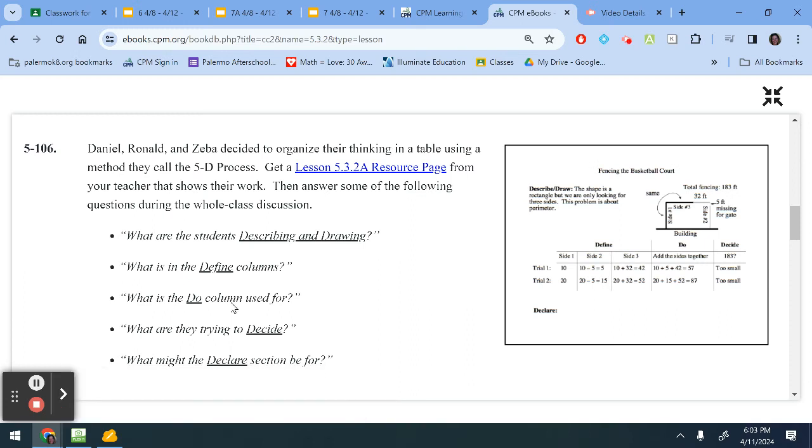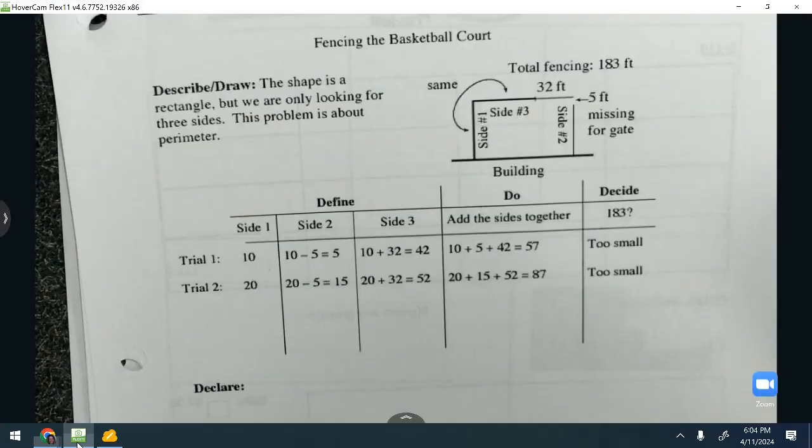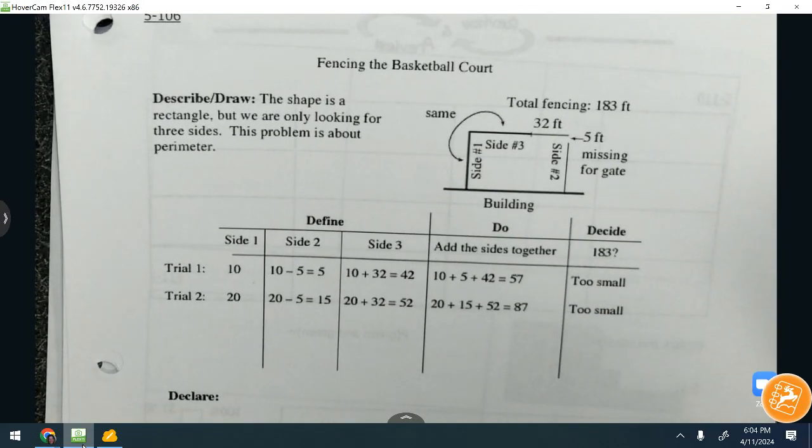So 5-106 says Daniel, Ronald, and Zeba decided to organize their thinking in a table using a method they call the 5D process. It has a resource page. It's this one right here. I'd click on it, except it's sideways when I pull that up. That's not helpful, but I did copy and paste it into your notebook. That is right here. This is what we're looking at.